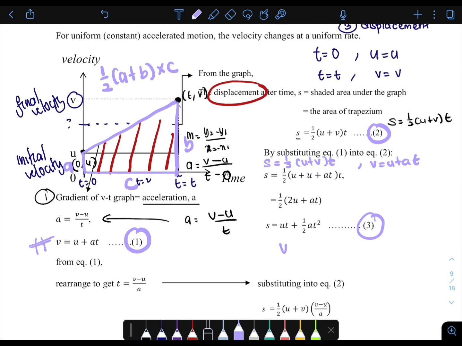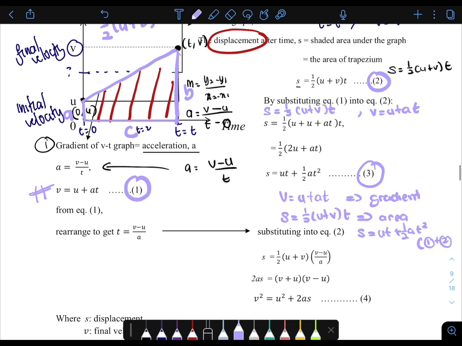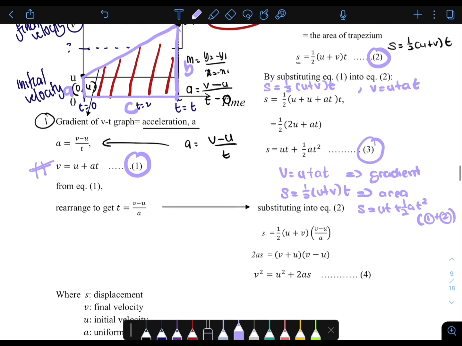Alright, I'm going to rewrite the first three equations. V equals U plus AT, which we obtain based on the gradient of the graph of V versus T. Then the next equation, S equals half (U plus V) multiplied with T, which we got from the area of the graph. And then next we have S equals UT plus half AT square, which is the combination of equation 1 and equation 2.